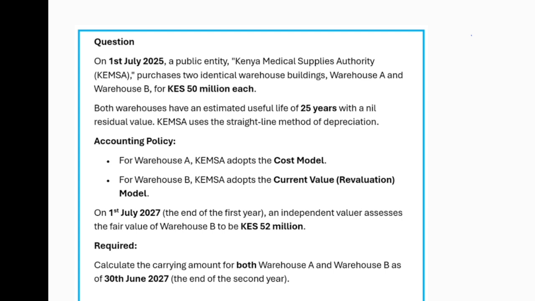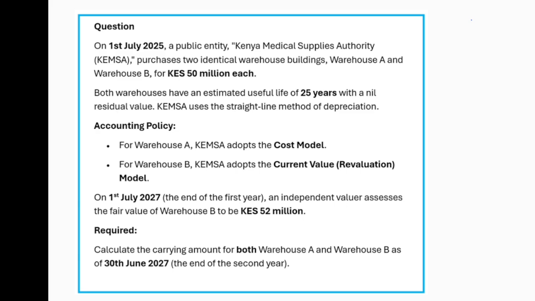Same question, and you are told that this is the question. The value is 50 million. The useful life is 25 years. We are dealing with warehouse B. So 50 million, 25 years.